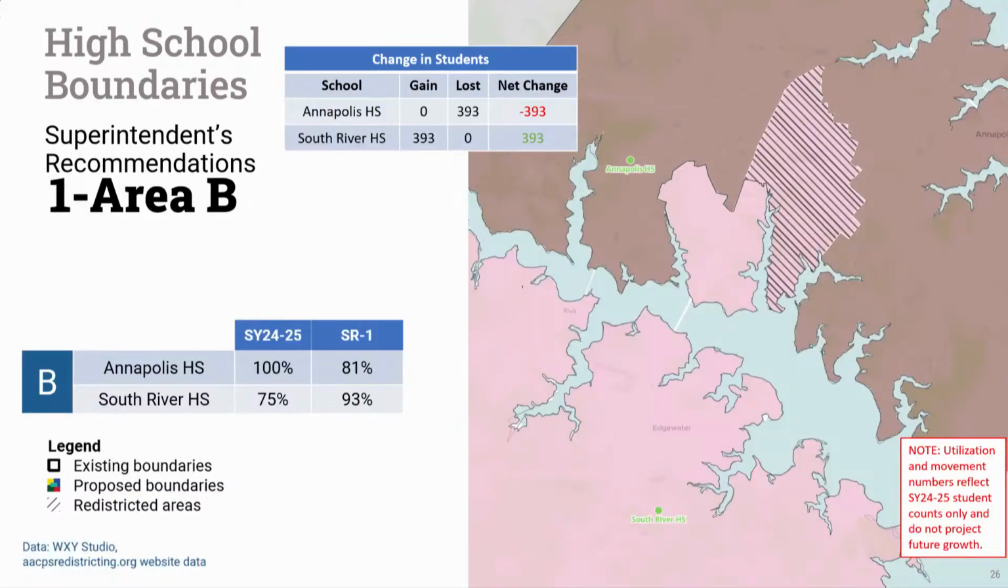In SR1 for Area B, 393 high school students residing in the Mills Parole Elementary School boundary are moved from Annapolis High School to South River High School. This move results in Annapolis High School decreasing in utilization from 100% to 81%, and South River High School increasing to 93%.